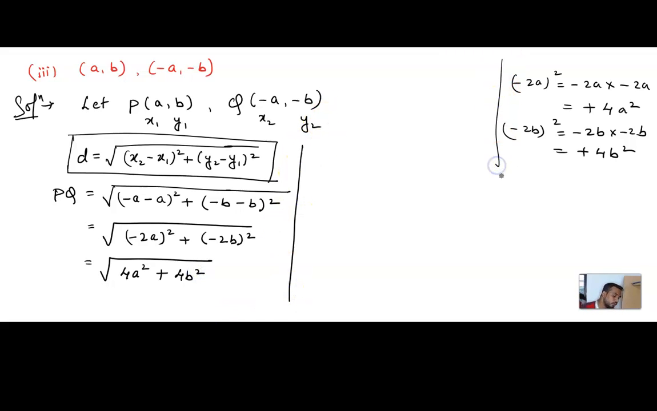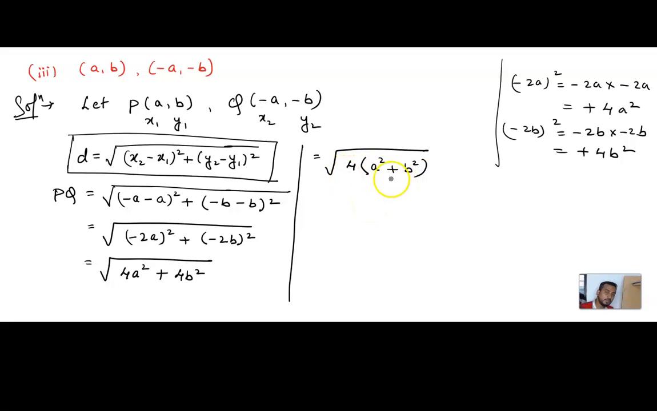So you can do this in the working column if you want. So now that is equal to root of, see children, 4A square plus 4B square. Both the sides we have 4 and 4. Yes, so we can take 4 common. If we take 4 common, what is left out? A square plus B square is left out.